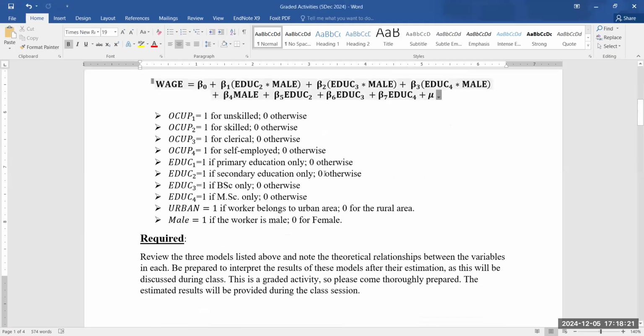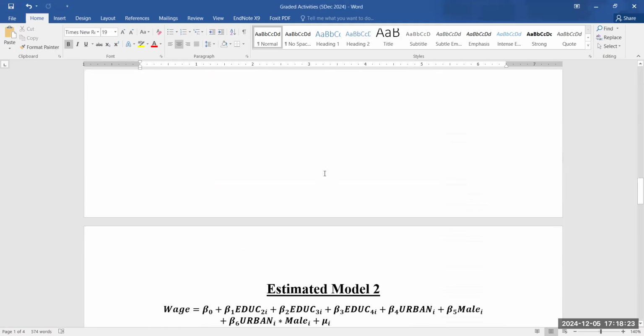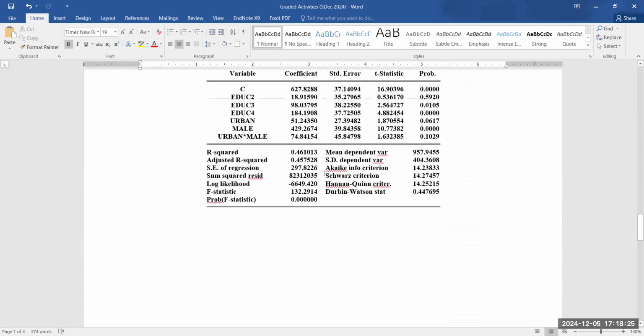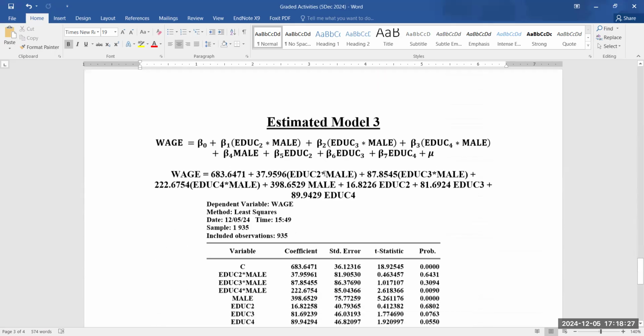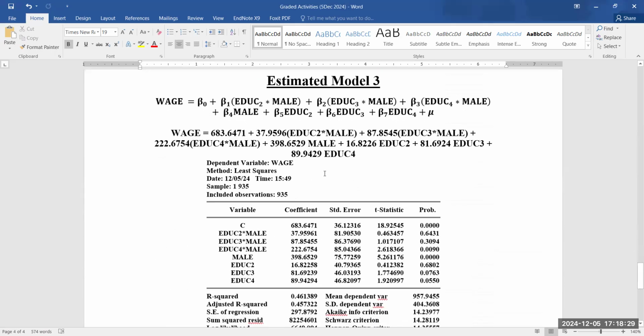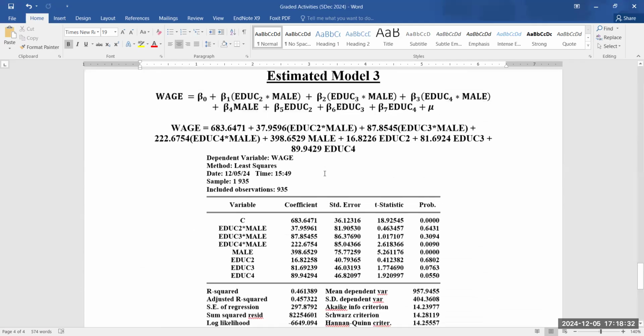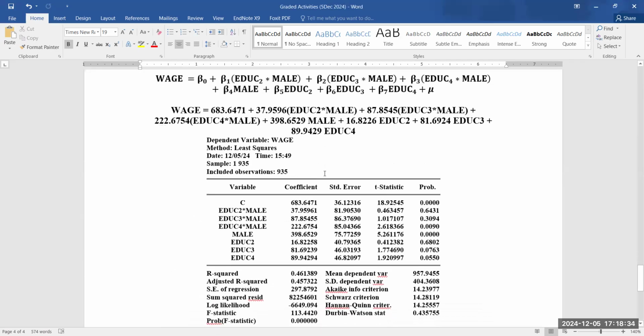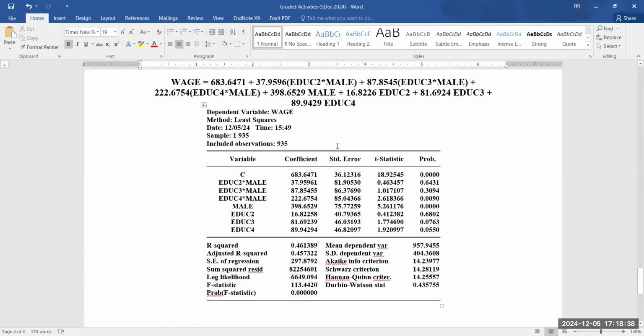Now this is model 3. I estimated model 3. First, I will show you how to estimate the model, and then we will discuss the estimated results. So this is model 3, the general model. The first equation indicates the general model, and the second equation is after the estimation and the incorporation of the results and the values of the coefficients which are estimated using eViews.